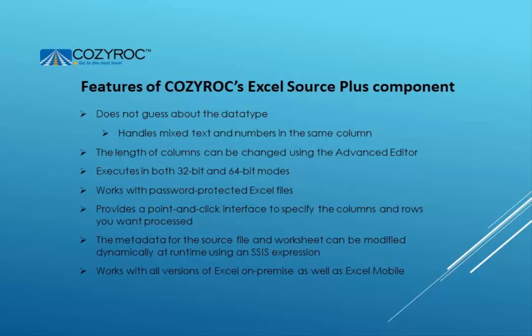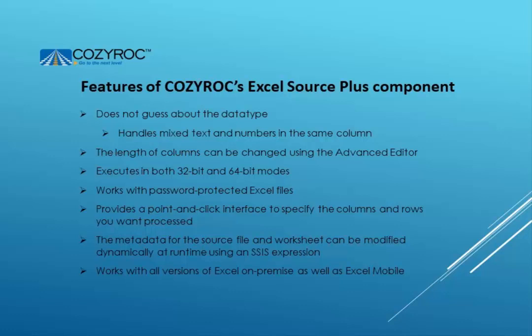Another limitation of the standard Excel Source component is that it cannot handle data longer than 255 characters. This causes problems with truncation. COZYROC's Excel Source Plus component allows the length of columns to be changed using the advanced editor. So as long as you change the length of the columns to accommodate your data, it will not be truncated.